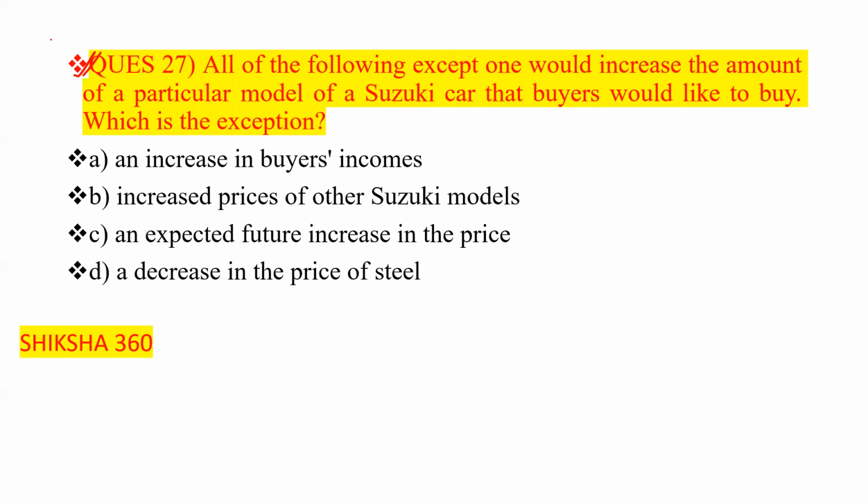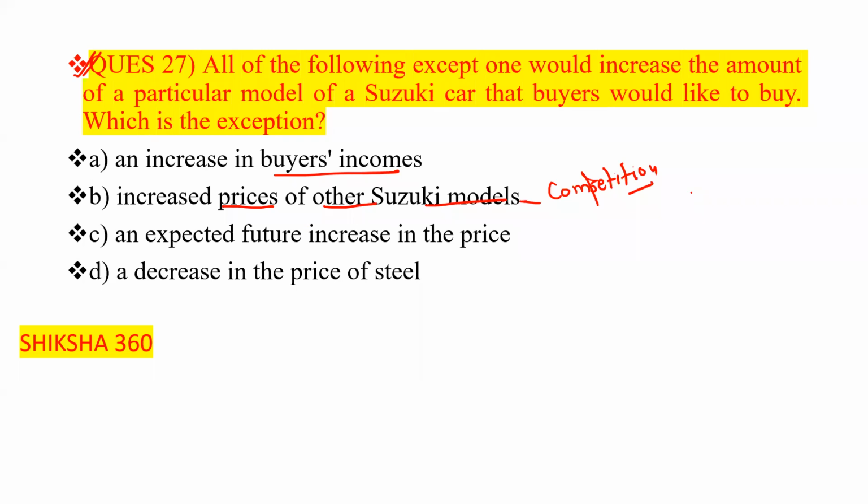What is the exception here? An increase in the buyer's income would increase it, so this is not the exception here. Increase in the price of the other Suzuki model, that is a competition one. Other models' prices are going to rise, that's why we are buying.